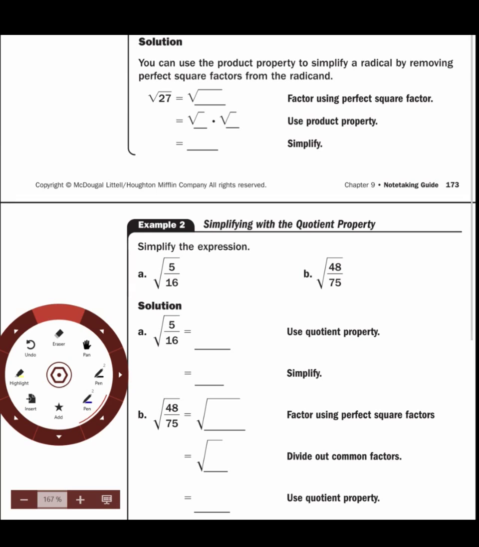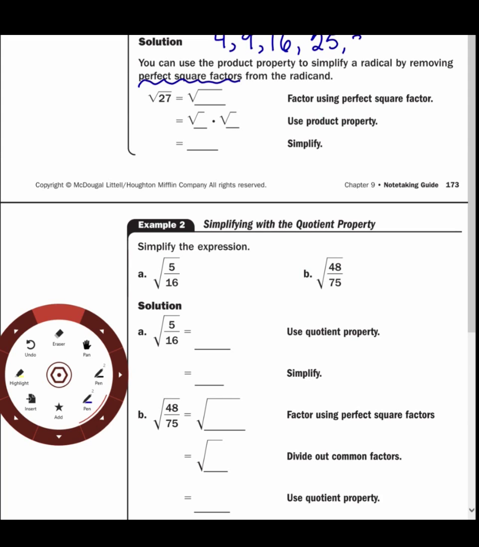Simplifying using the product property. So we want to simplify the radical of 27. So we need to remove perfect square factors. I've been testing you on some squares on your mental math, so you should know some, but I'm just going to list a few we could use. We could use 4 as a perfect square of 2, 9 is a perfect square of 3, 16 is a perfect square of 4, then we have 25, 36, 49, and the list is endless.